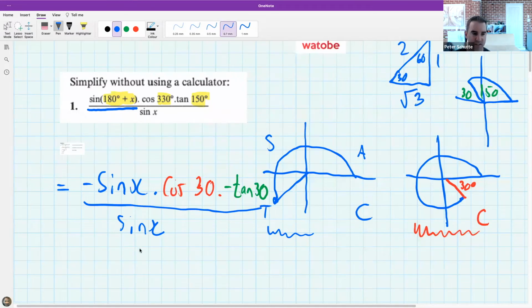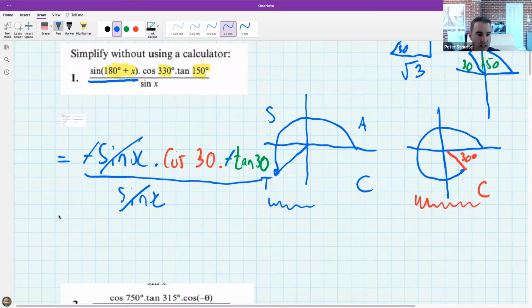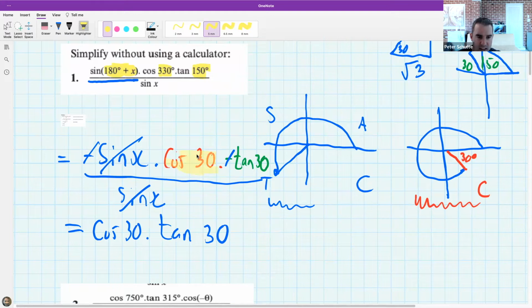Sir, yes. I want to know this negative sine x. Yeah, so you cancel out the sine x's, and you also cancel out the negatives. So then all you're left with is cos 30 times tan of 30. You know what to do from there. Because remember, we can't use a calculator.